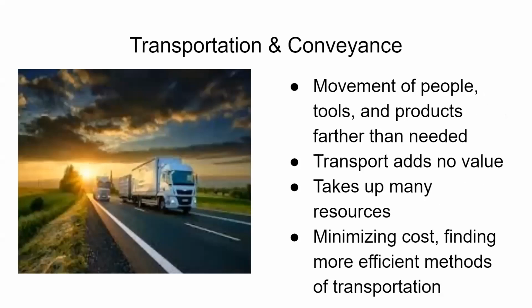The seventh and final MUDA is transportation and conveyance. This is where people, tools, and products move farther than they have to. More transportation adds no value and takes up more resources than needed. In order to minimize costs, we must find ways of making more efficient methods of transportation.